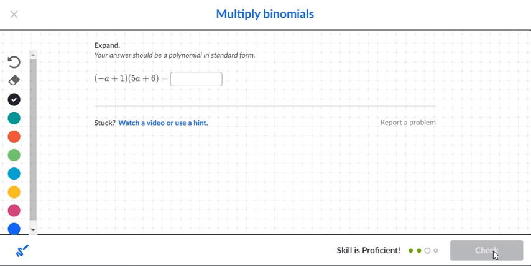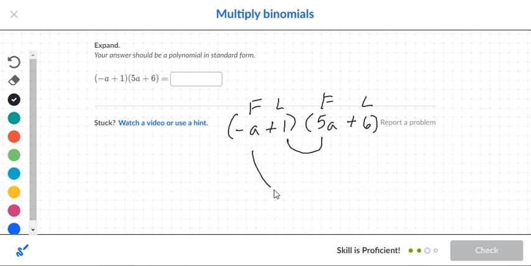Okay, next question. Again, it's like the rest. Now this time we have the first letter being negative, so be careful of that. So you have a negative a plus 1, and then you have 5a plus 6. So this is my first, this is my last, this is my first, this is my last. Here's my double smiles. So right here, there's no number here, so I need to write down a 1.